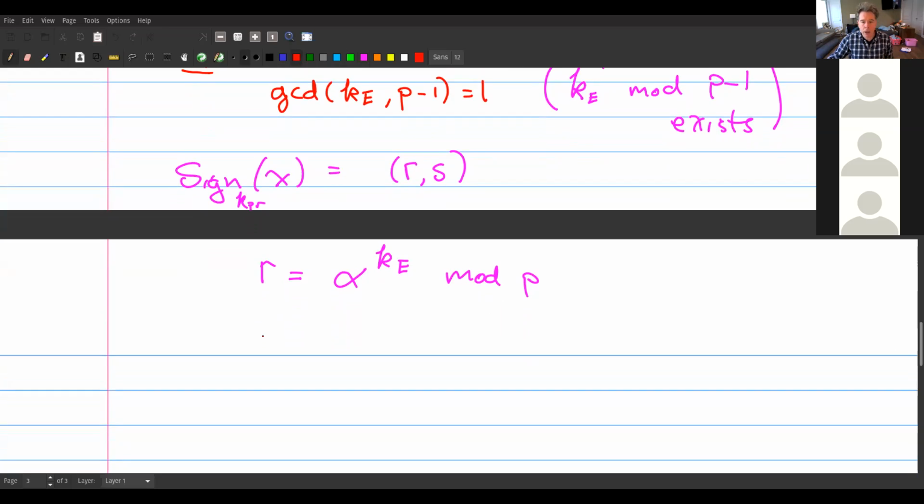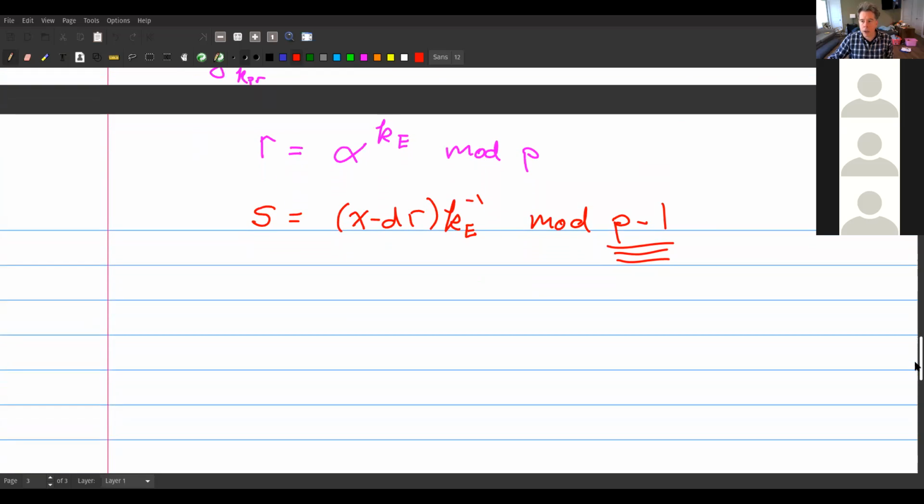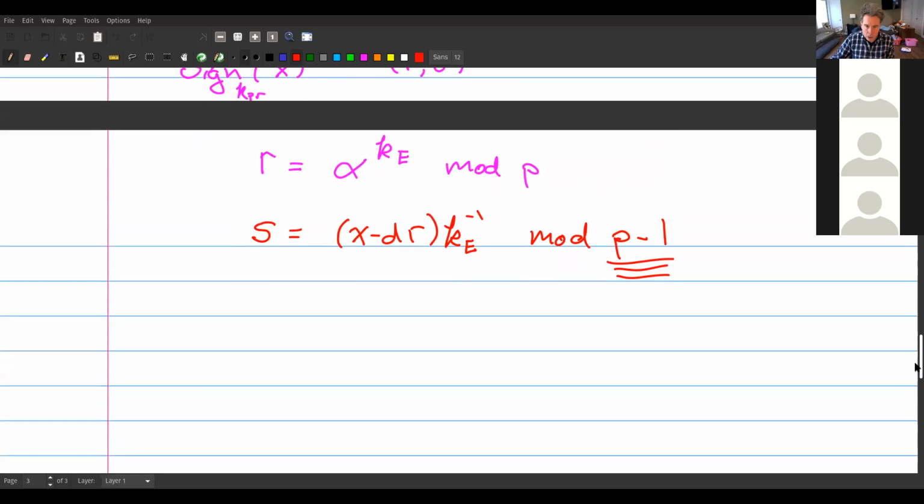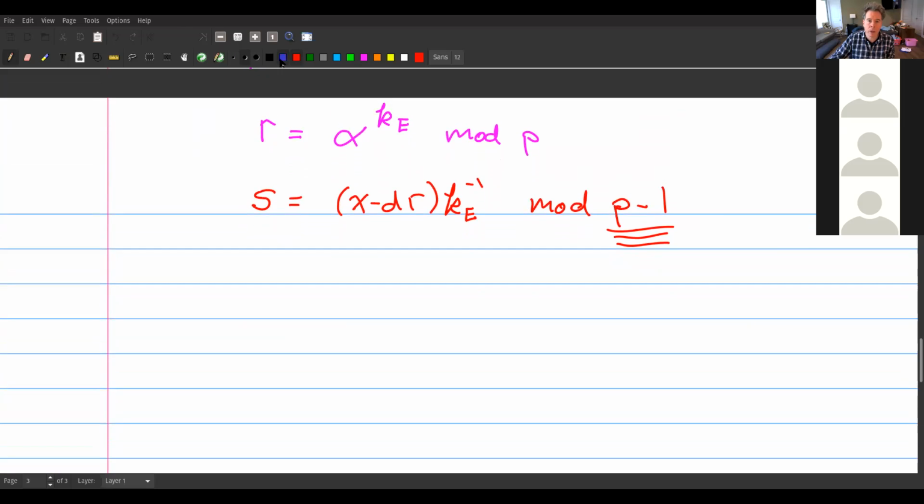So that's R, and then this other value S is equal to X minus D times R times KE inverse mod P minus 1. So this is a little bit different. It's P minus 1 because this stuff is going to be happening in the exponent, and I'll say more about that in a second. So the signature part is done. That's how you compute it. The only place that the private key gets used is right there, where D gets multiplied in.